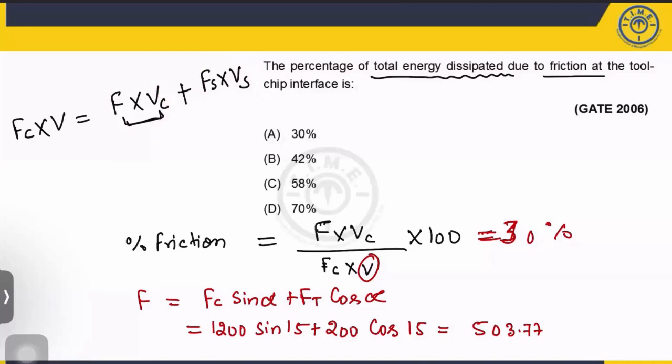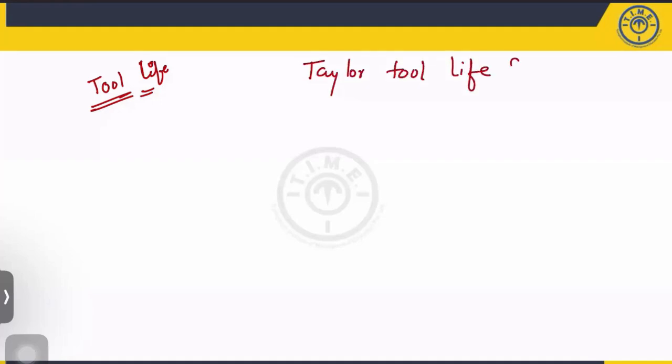Now, one more important thing related to metal cutting is the tool life. Before ending this session, I want to discuss this part also. You know that if you are doing some cutting operation, the tool is getting deteriorated, that means the life of the tool is decreasing. If you want to calculate the life of the tool, you have to use one equation, which is called the Taylor tool life equation. What is this Taylor tool life equation?